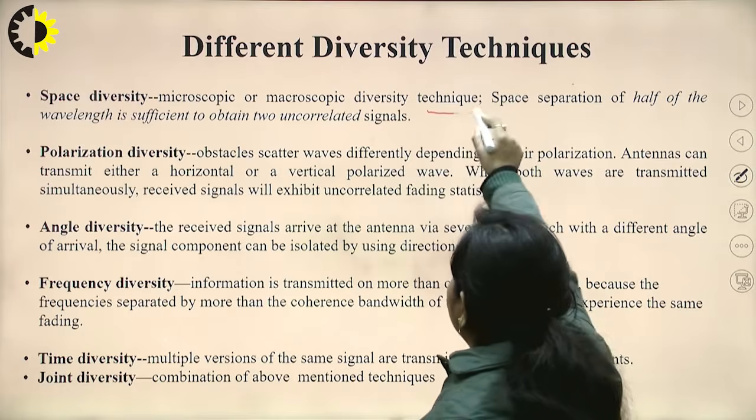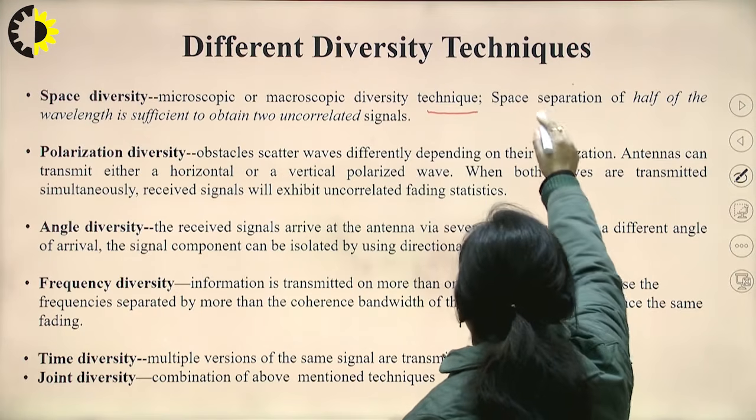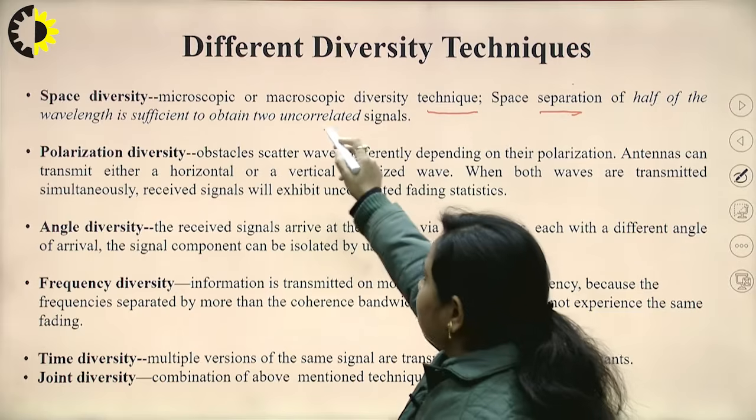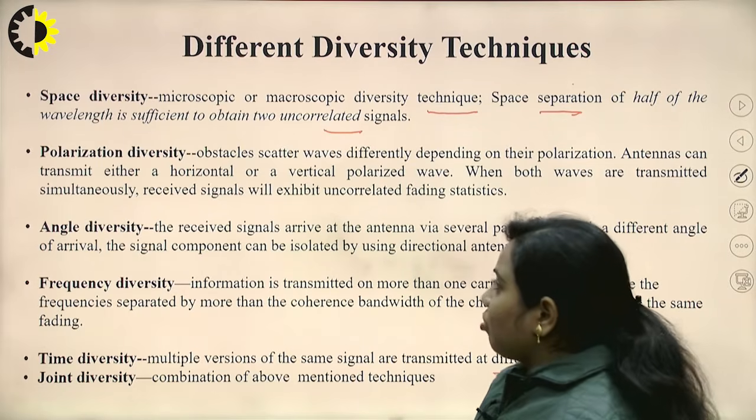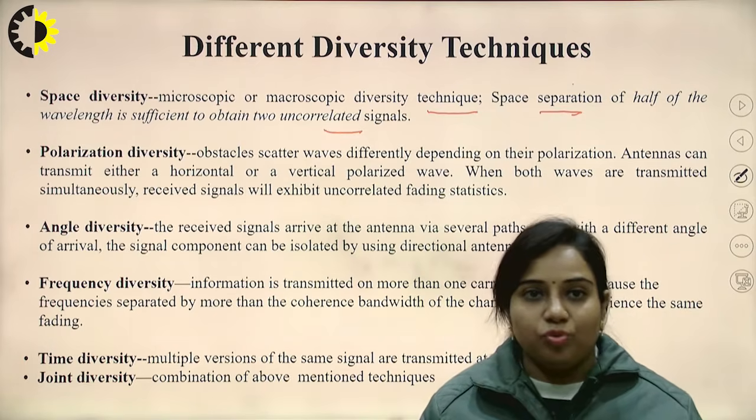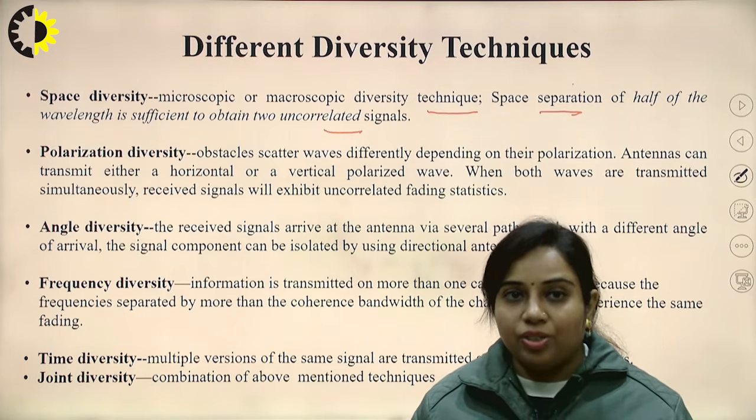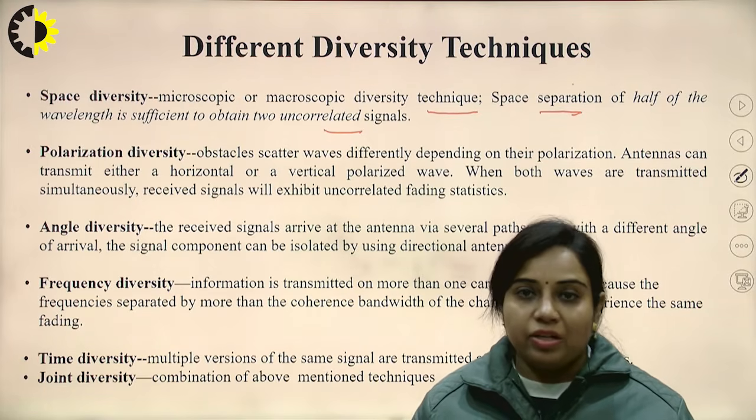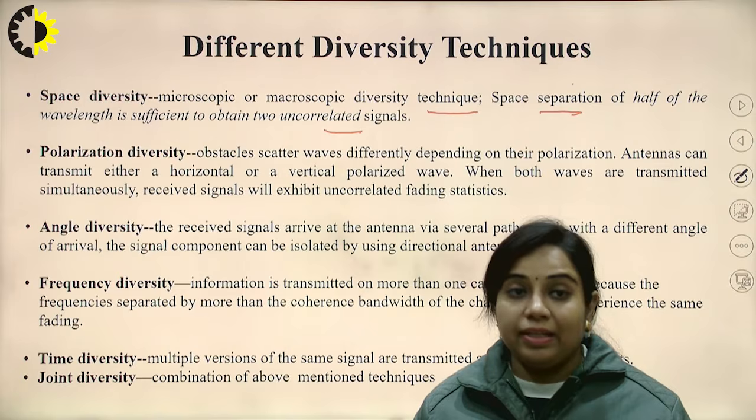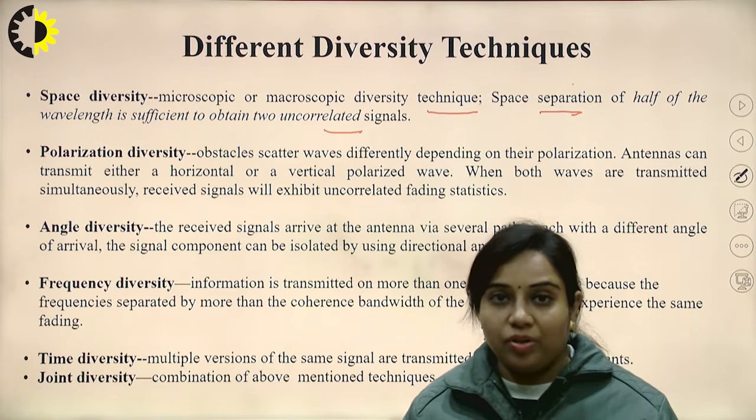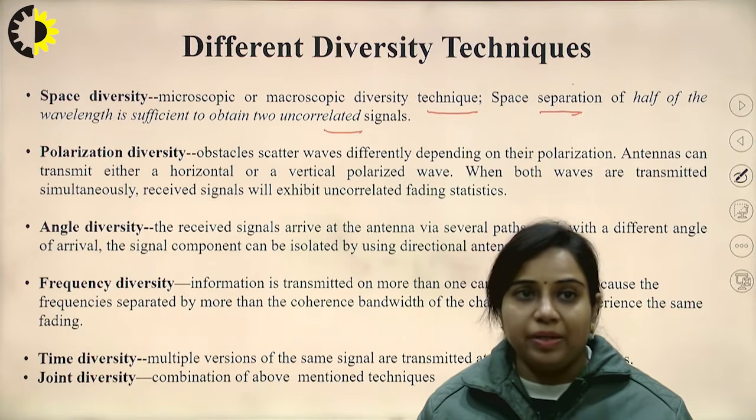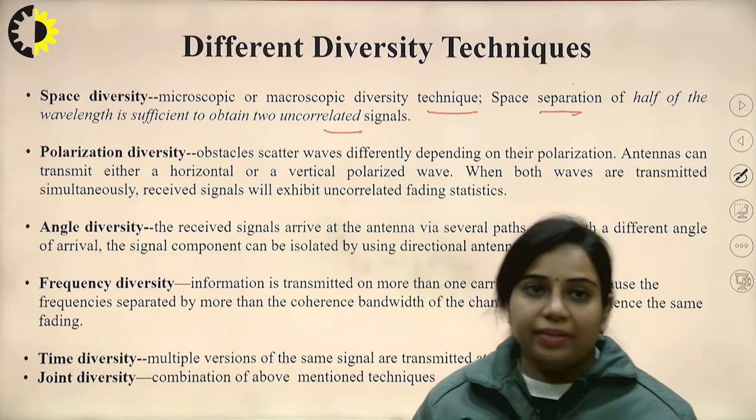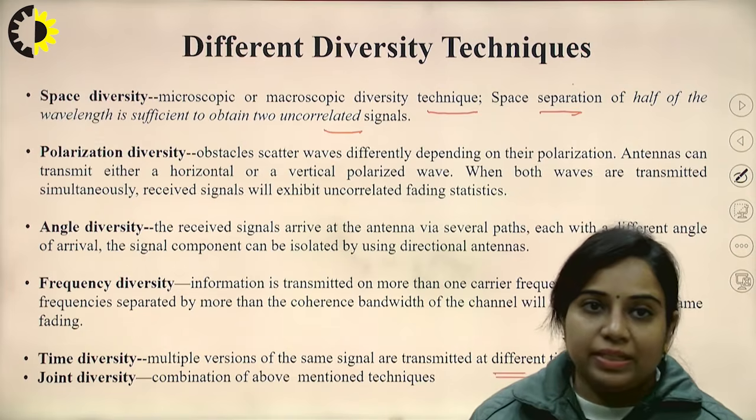In microscopic and macroscopic diversity techniques, space separation of half of the wavelength is sufficient to obtain two uncorrelated signals. So in case of space diversity, we have to consider the condition for correlation between different signals. It is a space separation of half of the wavelength, that is lambda by 2. The transmitter and receiver, meaning the two users, separated by lambda by 2 distance apart, are sufficient to obtain two uncorrelated signals.